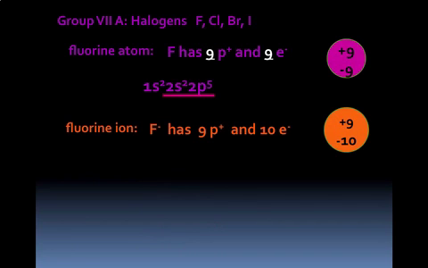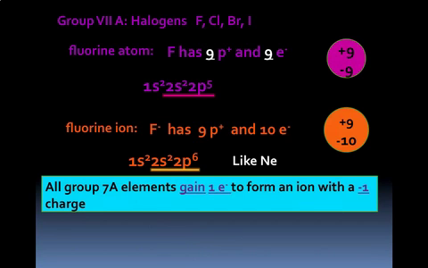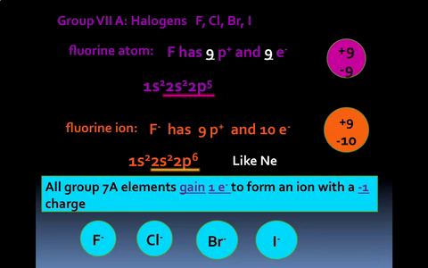Now it has 9 protons to remain fluorine, but it has 10 electrons. So it creates that 1s2, 2s2, 2p6, the s2p6 electron configuration that makes it like a noble gas. This one would be like neon. So all the group 7A elements will gain 1 electron to form an ion with a -1 charge. Fluorine, chlorine, bromine, and again, when it's just a 1, you can just put the positive or negative sign on the ion.